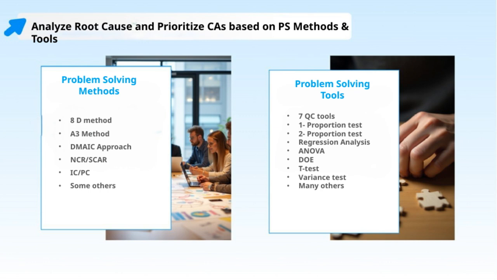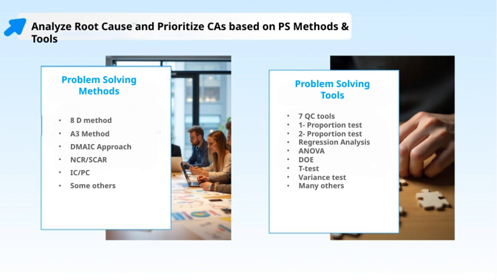Moving on, the 8D method is a structured problem-solving approach that guides teams through identifying and eliminating root causes. The A3 method is a concise, visual way to document problem-solving and continuous improvement. The DMAIC approach, define, measure, analyze, improve, control, is fundamental in Six Sigma projects for systematic process improvement. Other tools include NCR or SCAR, which are used to document nonconformance issues and corrective actions, and ICPC, which relate to internal controls and process checks. There are many additional tools designed to support effective problem solving.